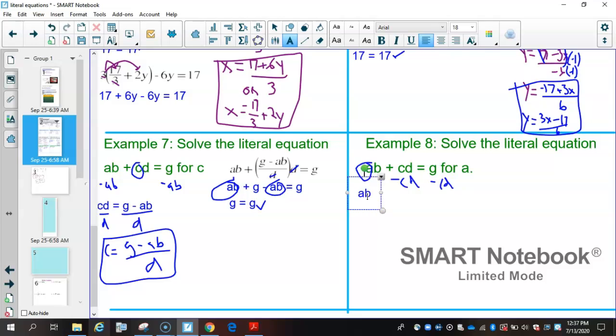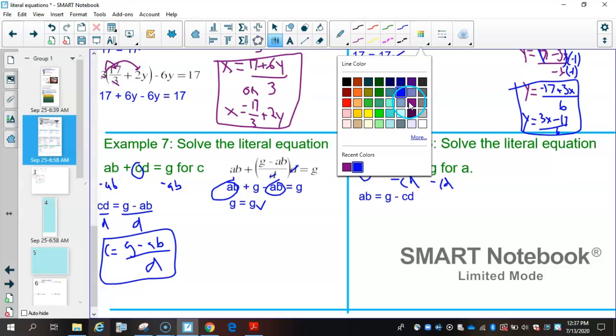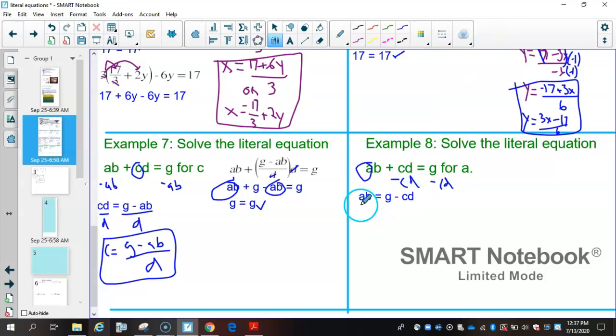So we'd have AB equals G minus AB. And just like all of the other examples, G and AB are not like terms. I'm sorry, this was supposed to be CD. I don't know why I put AB. G and CD aren't like terms. My apologies. So they cannot be combined. And now I can divide everything by A. I'm sorry, I'm solving for A. I'm thinking way too much. Or divide both sides by B.